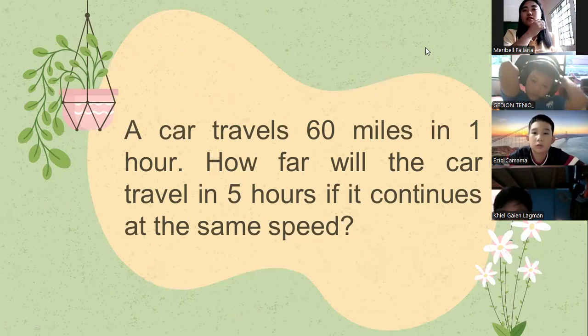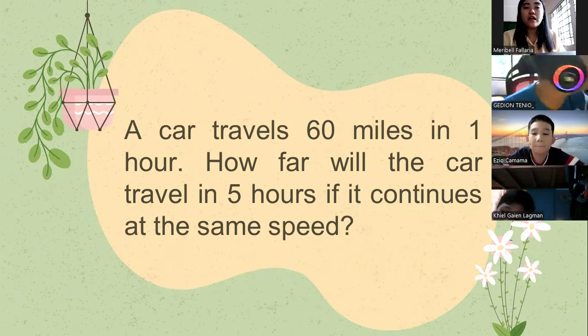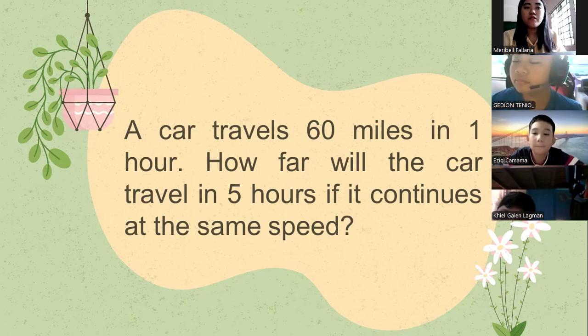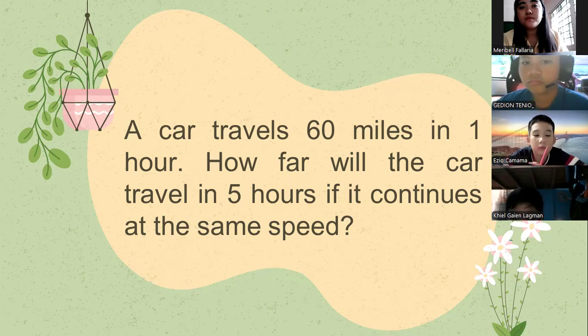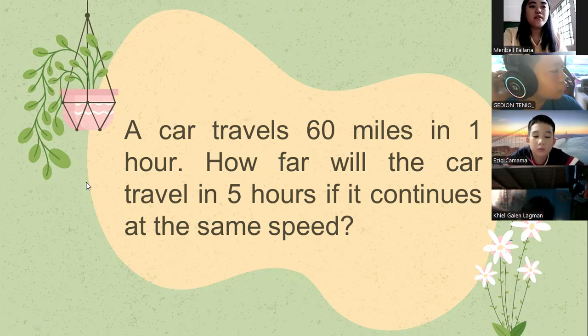So here, we will also find the value of n. The first one is: a car travels 60 miles in 1 hour. How far will the car travel in 5 hours if it continues at the same speed? So how many miles in 1 hour? 60 miles. So, how about in 5 hours? So our n is 10 miles. Right? So, how do we write this?